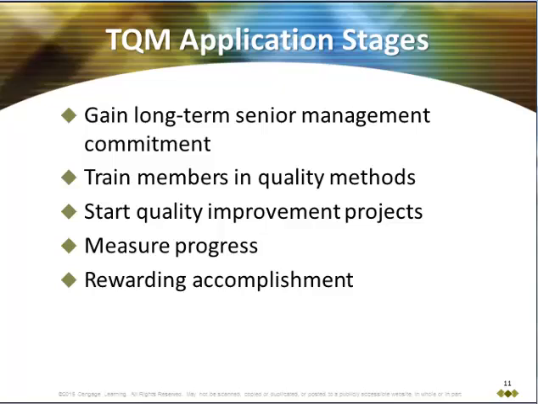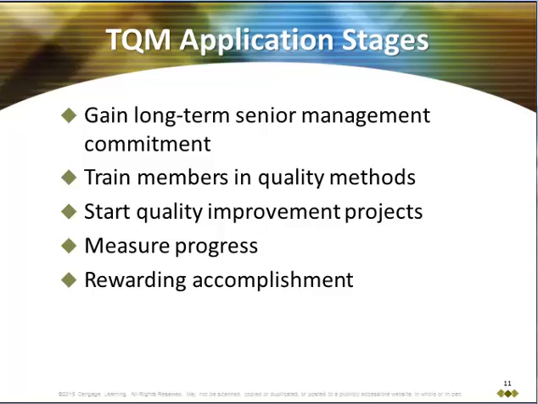Train members in quality methods. That can take a while, but that's obviously important. Start the improvement project, measure the progress, and reward the accomplishment. And Jack Welch is one of the better known CEOs from General Electric years ago who implemented a form of quality management called Six Sigma, which improved the quality of the products and services from General Electric at the time in a very big way.